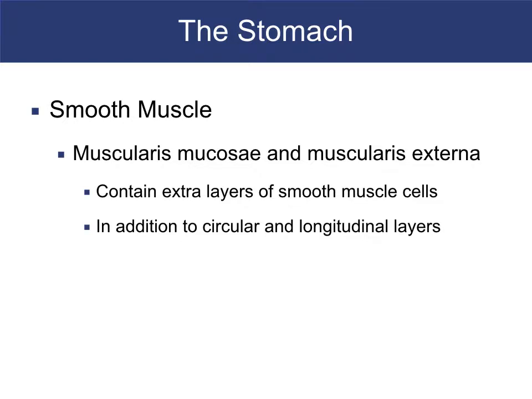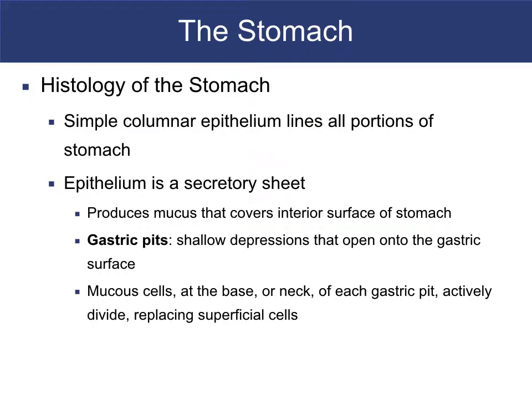So the smooth muscle of the wall of the stomach is basically the muscularis mucosa, which is that tiny layer of muscle right up in the mucosal wall almost, and the big muscularis externa. It's the big, thick layer of muscle on the outside. But remember that it has this extra layer of oblique muscle in addition to the circular layer of muscle on the inside and the longitudinal layer outside of that, to help mush the food up.